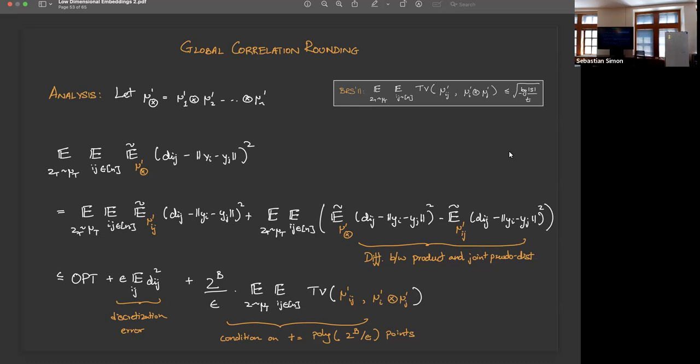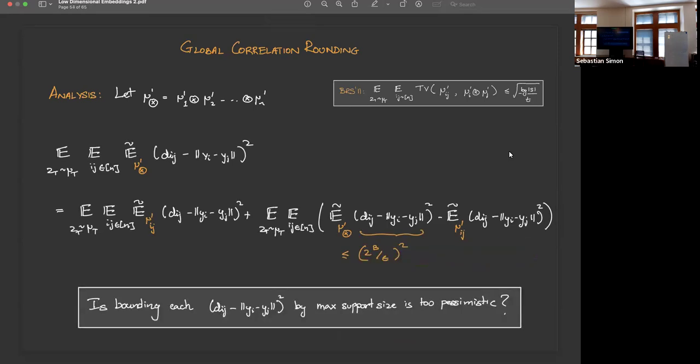That was super rushed, but maybe this gives you a sketch of how you get this doubly exponential algorithm if you analyze correlation rounding without doing anything. Okay, so this is just using this. Any questions? Okay, so let me tell you how to modify this analysis to get a win.